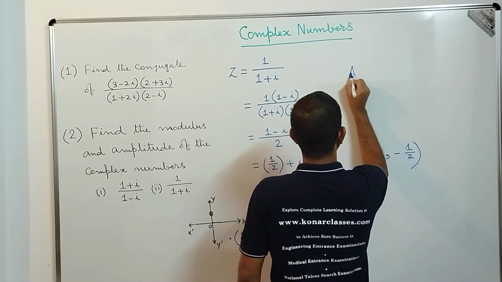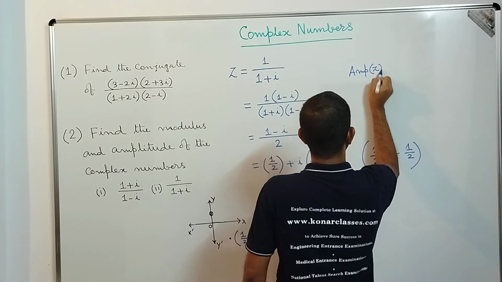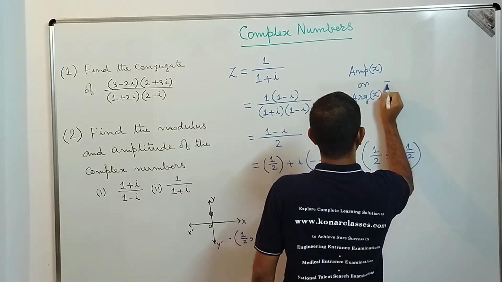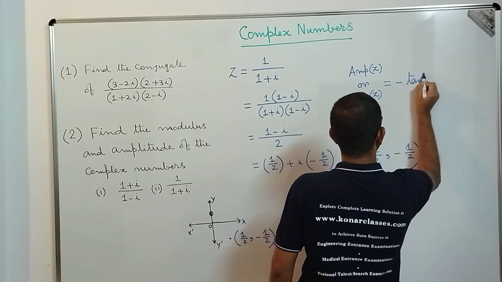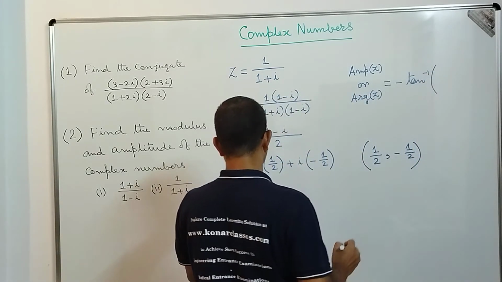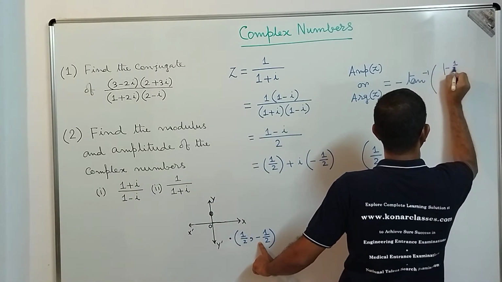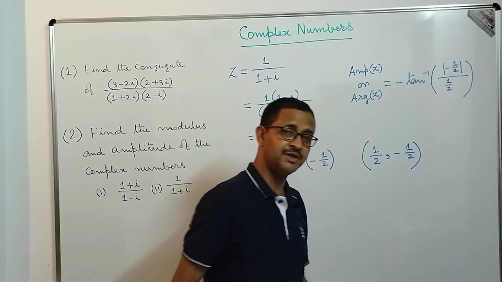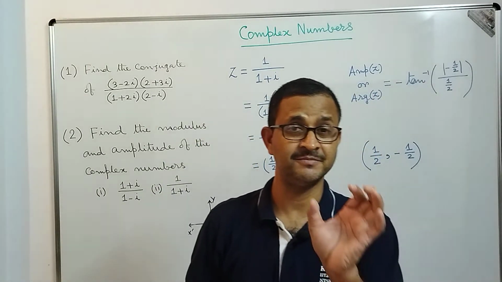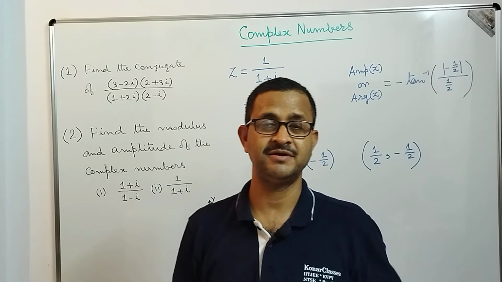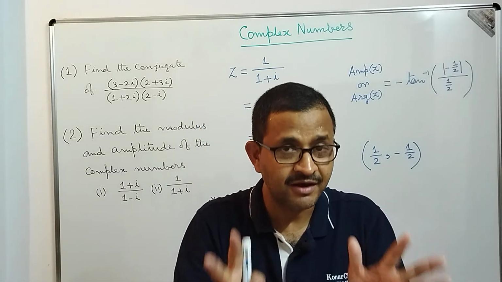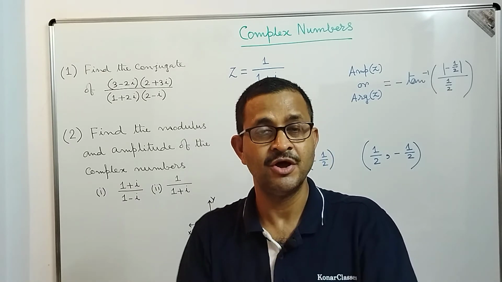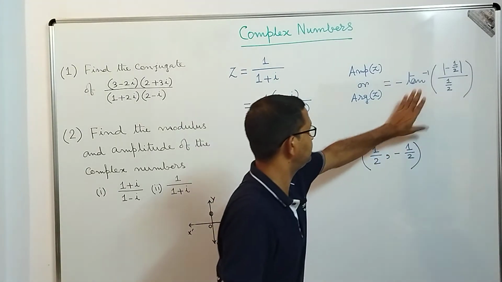So you can write amplitude of z or argument of z, that is equal to minus tan inverse, we can write mod of minus half divided by half. Let me remind you what we discussed in the previous session. If x plus iy is a complex number and it is in the fourth quadrant in the Argand plane, then its amplitude or argument is minus tan inverse mod y by x. That's what we have written.